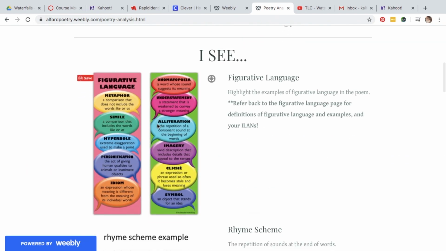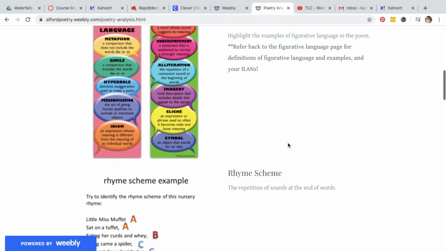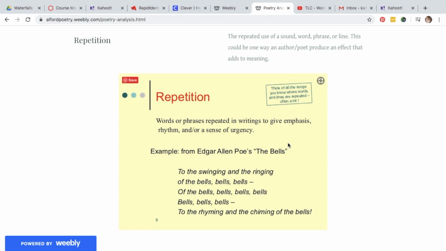When you do the first read through, you're just looking for figurative language. Then you're going to highlight, or in this case, I've already given you some questions where I basically ask, what are the figurative language examples? You have to tell me what they are. And you also need to pay attention to repetition.